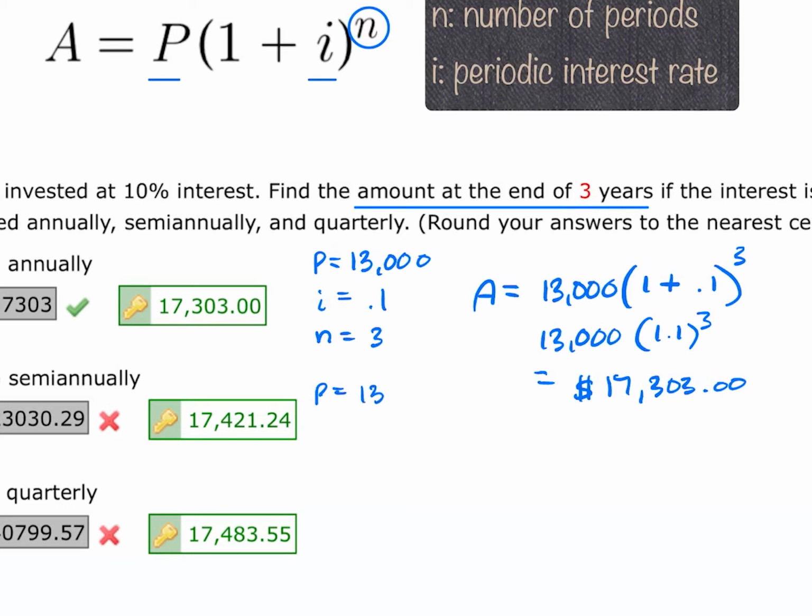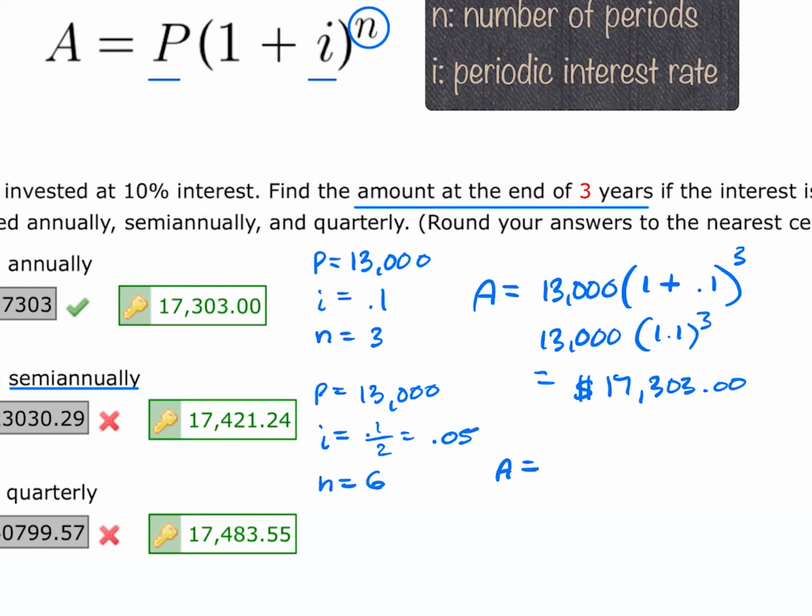Now, if we're going to compound semi-annually, that means that this is going to affect both I and N. P still remains the same, because P is the amount that we begin with. I, on the other hand, is not going to be now 10%, it's going to be half of that because this is occurring twice a year, hence the word semi-annually. So we're going to take 10% and divide that by 2, so it's 0.1 divided by 2, which is going to be 0.05. And N, the number of periods, is also going to change because we are having 2 occurrences per year for 3 years. And 2 times 3, well, that gives us 6.